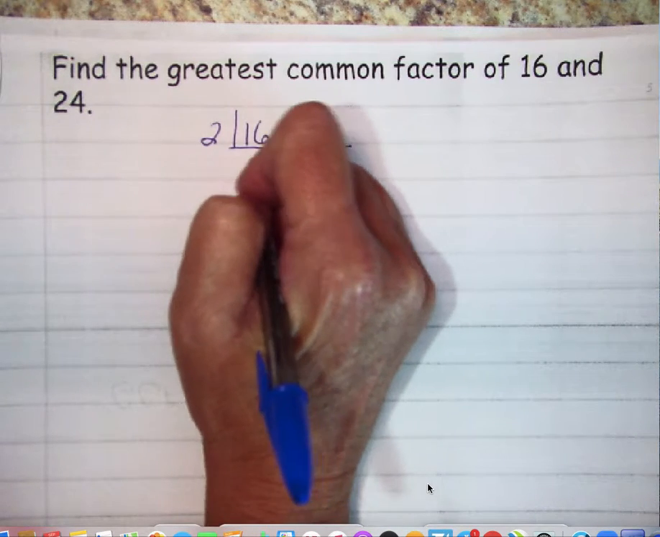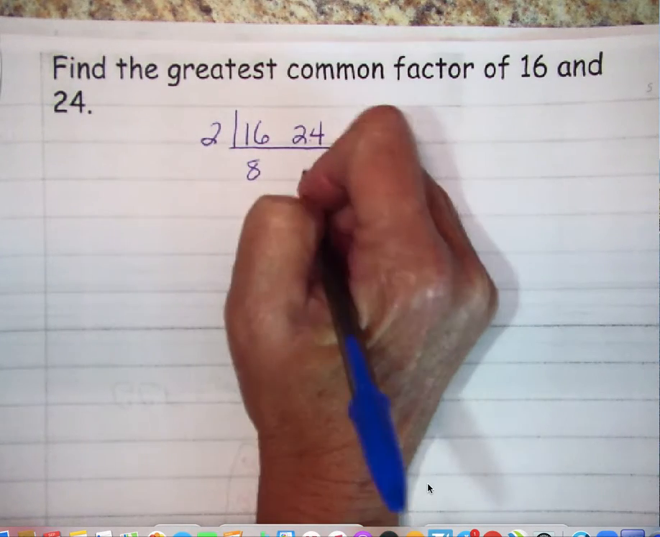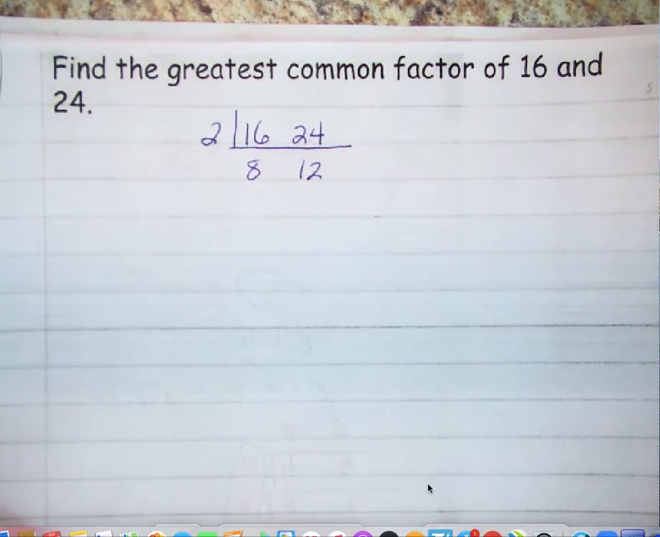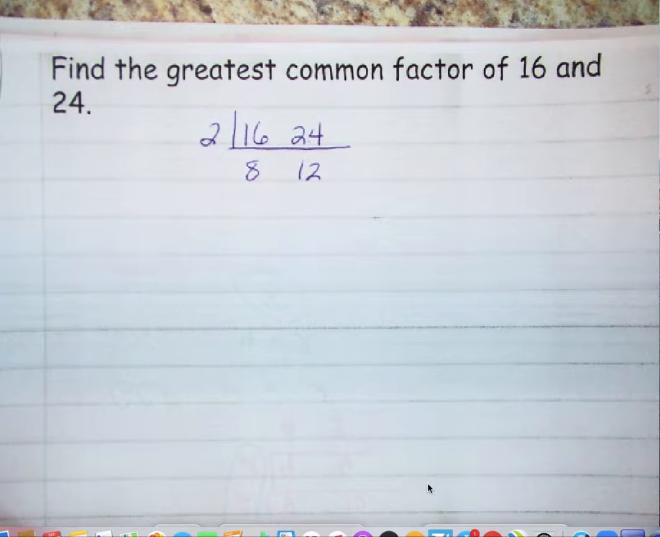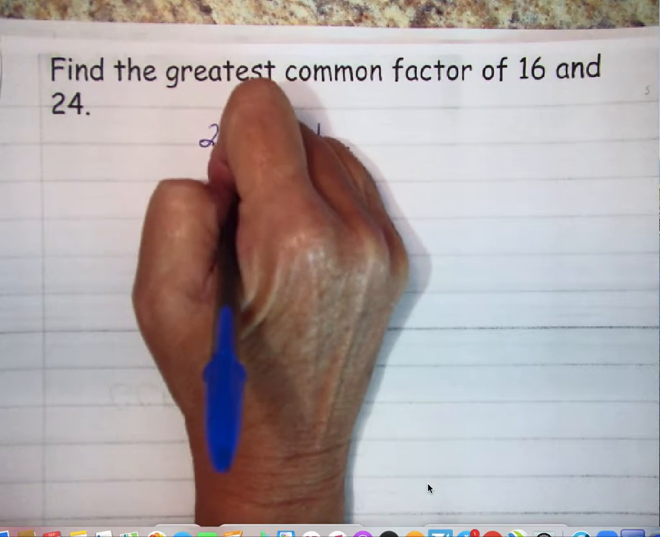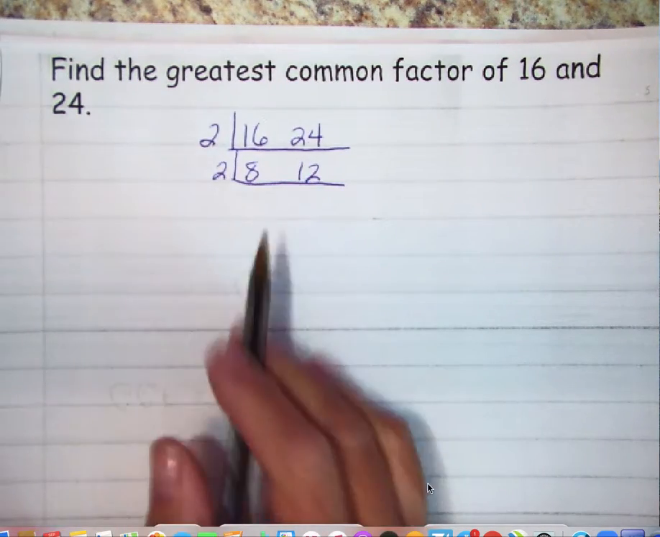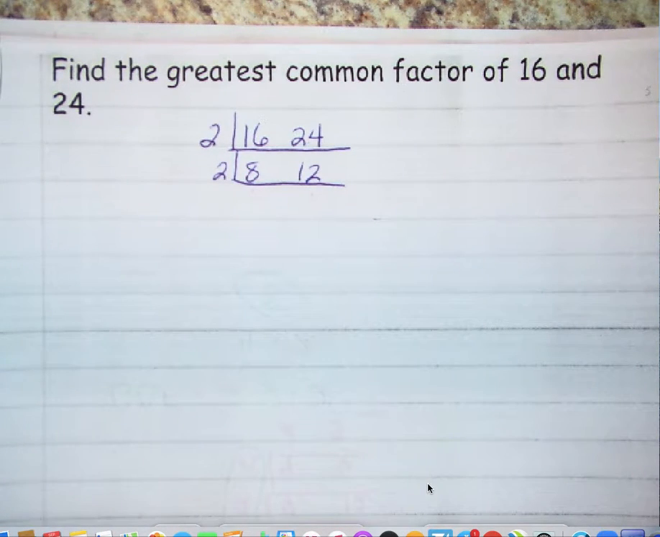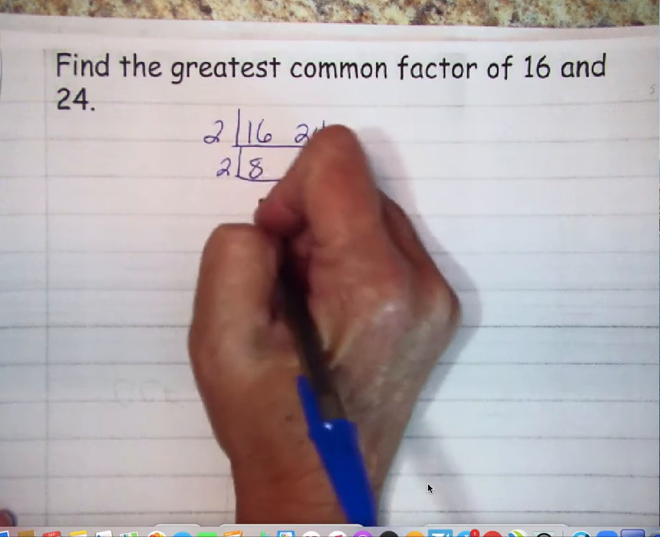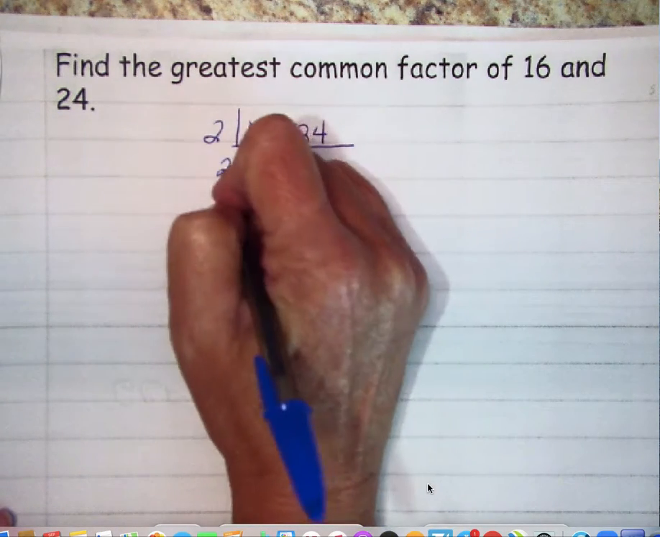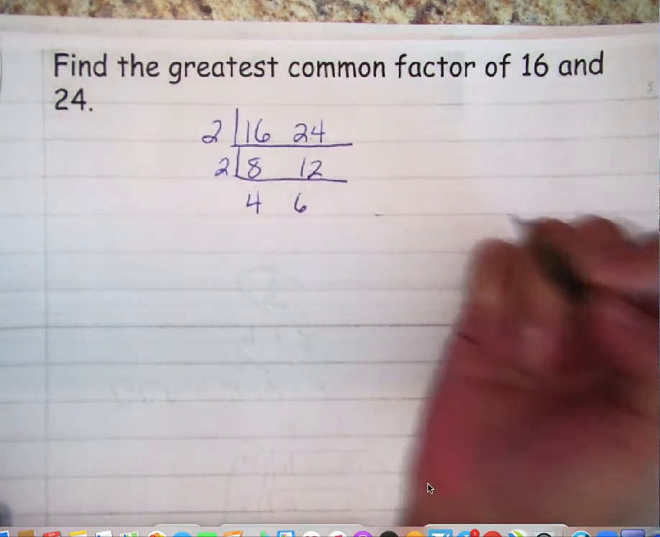16 divided by 2 is 8. 24 divided by 2 is 12. Okay? Now, I still have 2 even numbers, which tells me I can factor some more. So let's factor again by 2 because, again, both of these numbers are even. Both of them are divisible by 2. 8 divided by 2 is 4. 12 divided by 2 is 6.